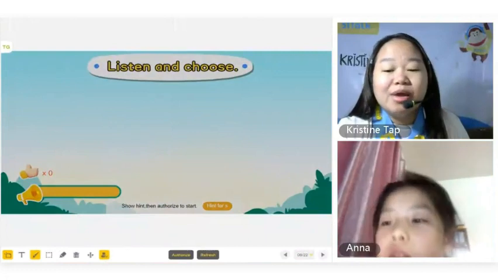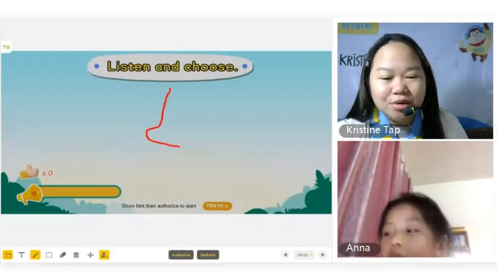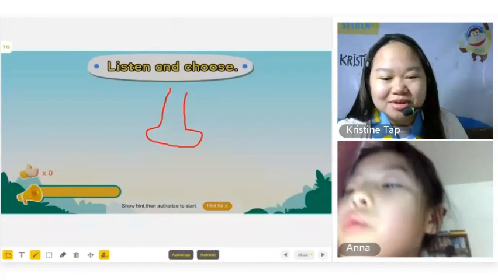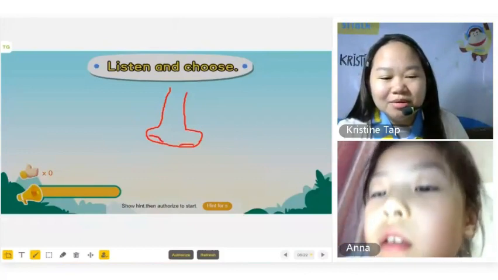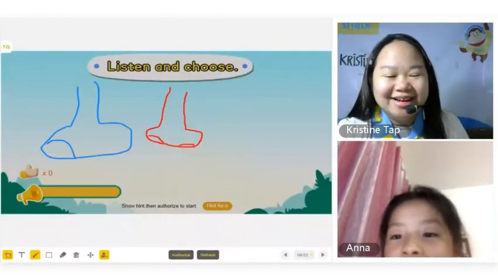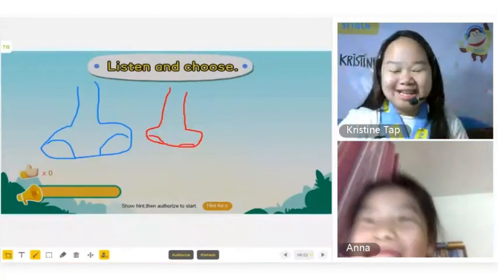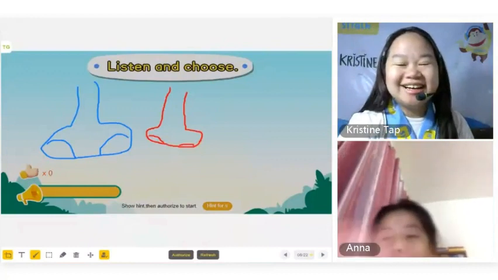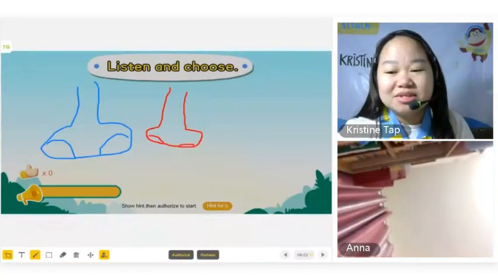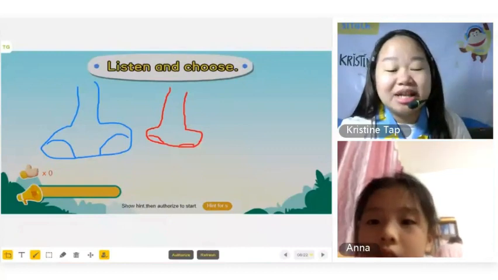Nose. Okay, I will draw my nose. This is my nose. This is teacher's nose. Oh no, this is my nose. Wow, you have a big nose. Wow, very good. Okay, I will give you some ribbon. Okay, make sure you understand the nose, okay?